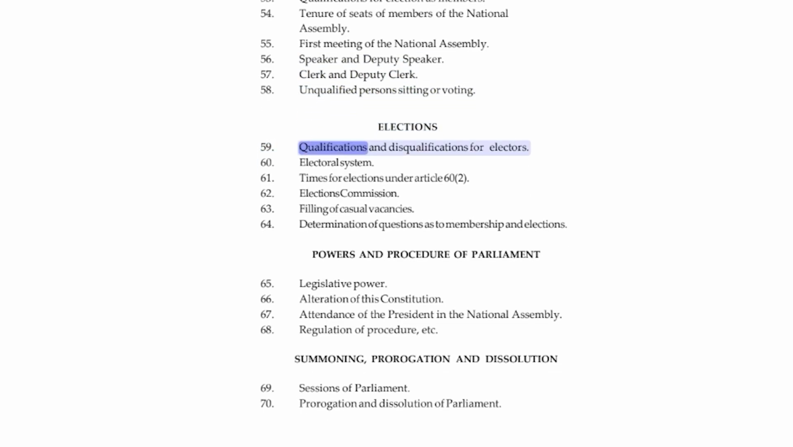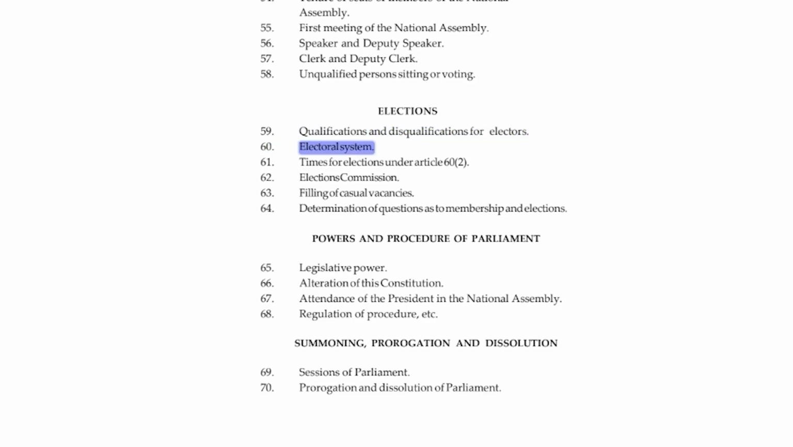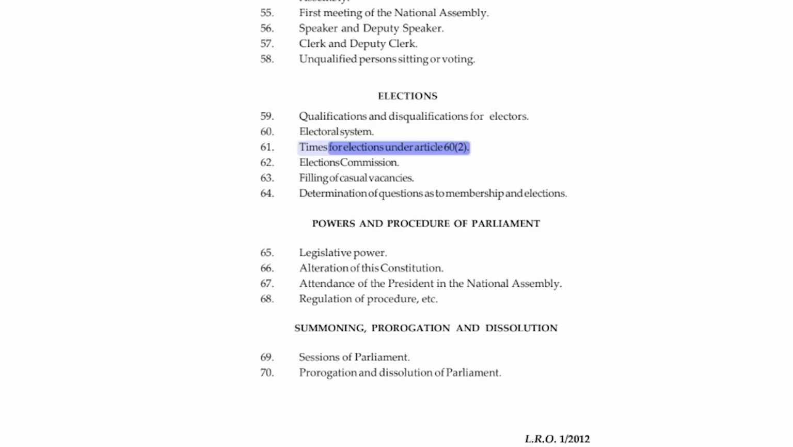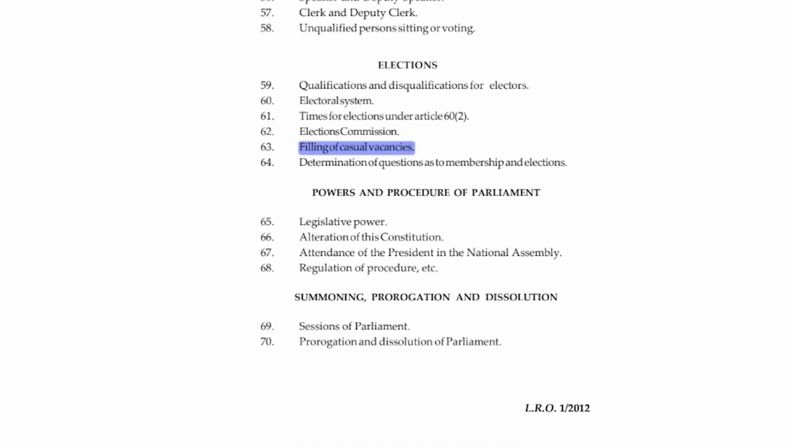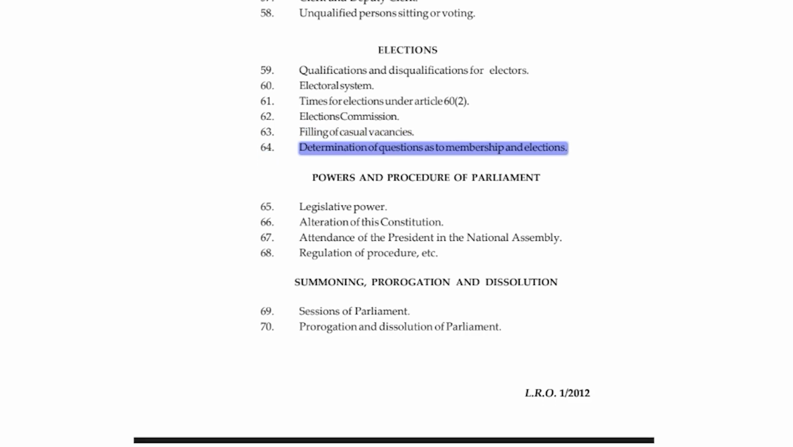Elections. 59. Qualifications and disqualifications for electors. 60. Electoral system. 61. Times for elections under Article 62. 62. Elections Commission. 63. Filling of casual vacancies. 64. Determination of questions as to membership and elections.